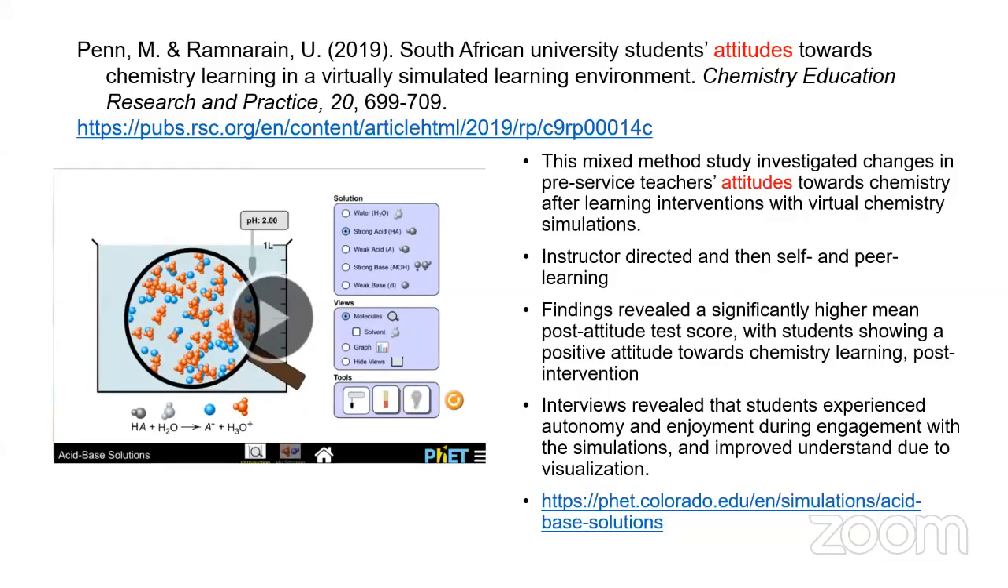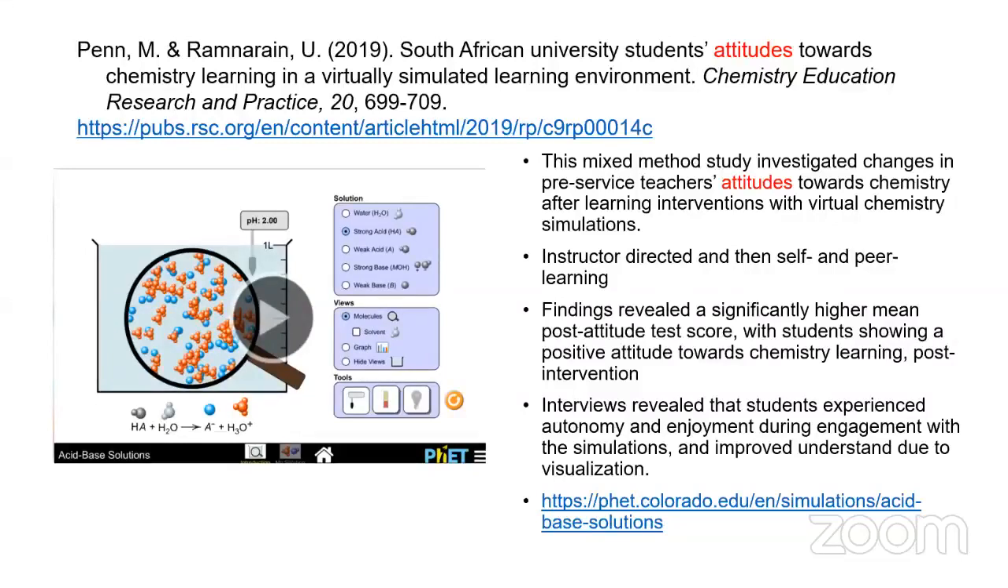And what we came to realize, again, administering this questionnaire as a pre and post-test instrument, is that by the students having the experiences in PhET, there was a positive shift in their attitude. So we wanted to understand more about this shift, so we conducted interviews with students. And what the students indicated to us is they felt that they had a greater sense of autonomy when they were engaging with the PhET simulations.